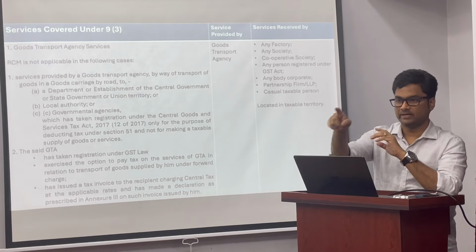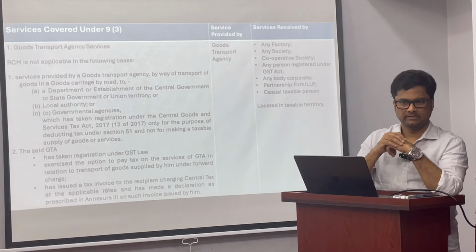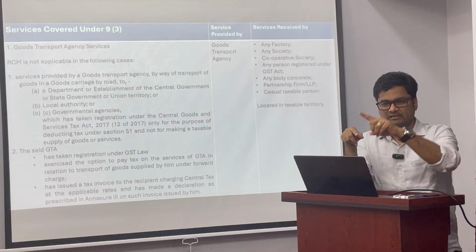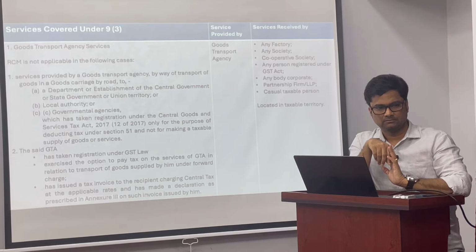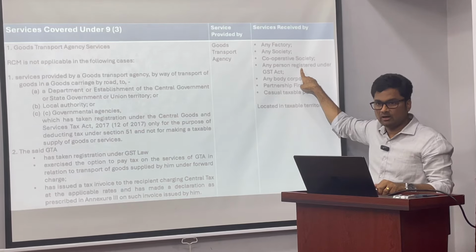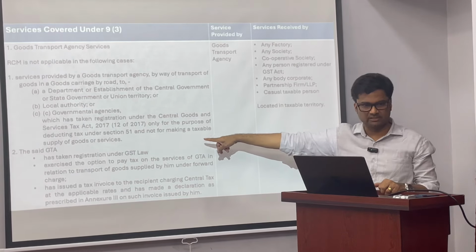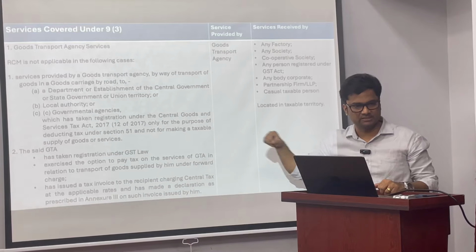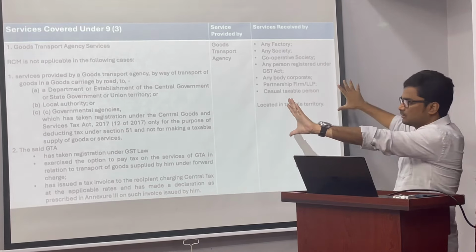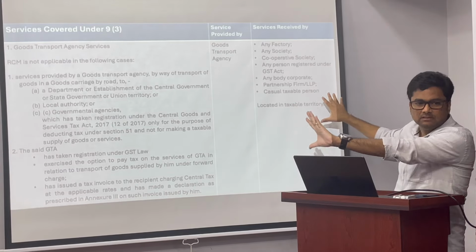Now, you are a GTA. They will buy goods. You are a GTA providing service to Canteen Stores Department, who are registered, but not with regular GST registration. I mean, they have TDS registration. Therefore, this clause is not applicable.